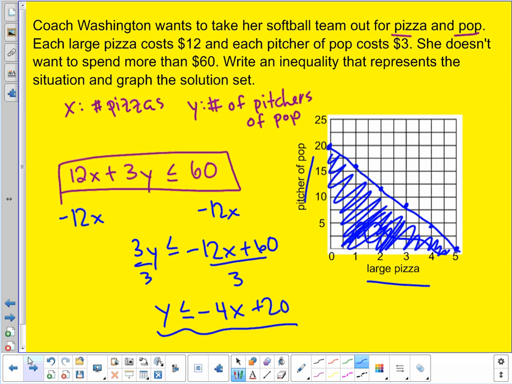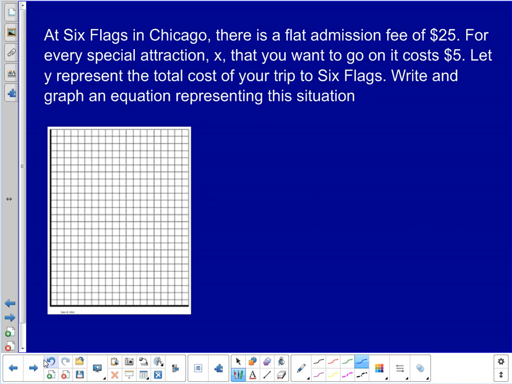All right. So let's take a look at number 5. It says at Six Flags in Chicago, there is a flat admission fee of $25. For every special attraction X that you want to go on, it costs $5. Let Y represent the total cost of your trip to Six Flags. Write and graph an equation to represent the situation.